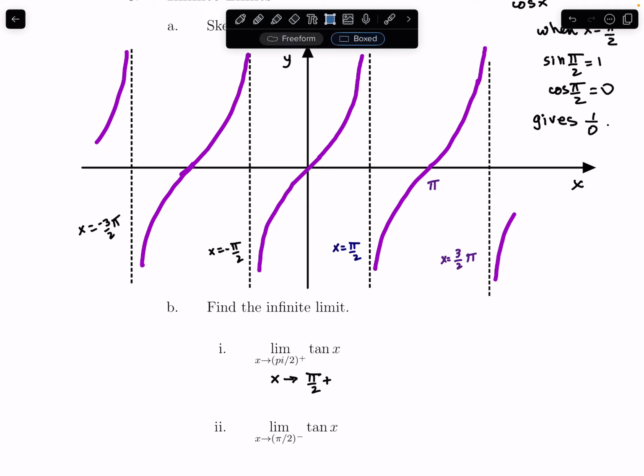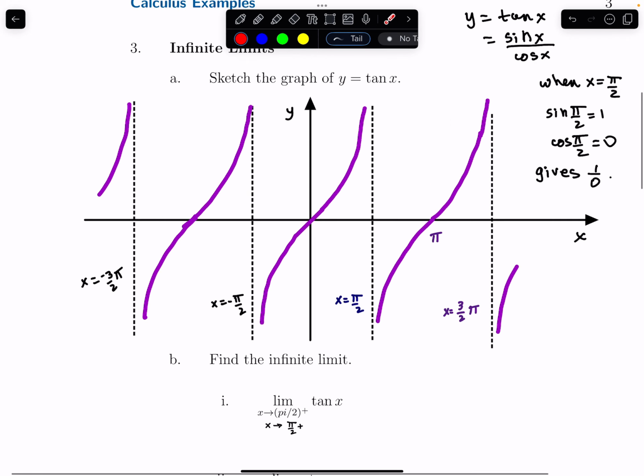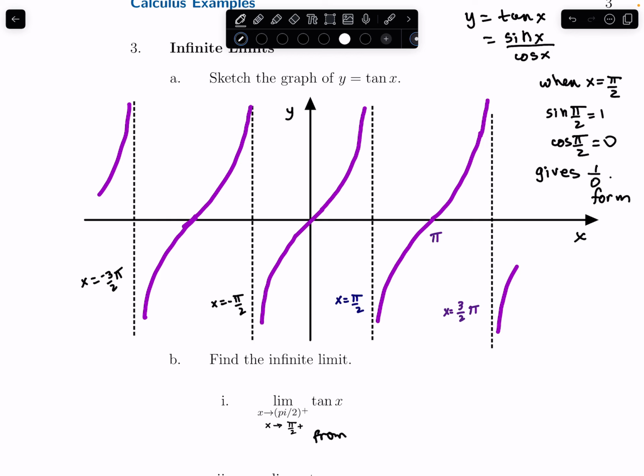Now, what was I talking about? I was talking about this 1 over 0 form when x is equal to pi over 2. At x equals pi over 2, we get a 1 over 0 form. 1 divided by 0 is undefined, but what we get is that as a form. And now this little plus here that I'm putting here means from the right of pi over 2. So here is pi over 2, and I'm going to come from the right of pi over 2.